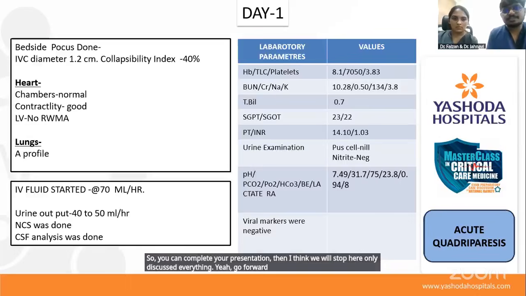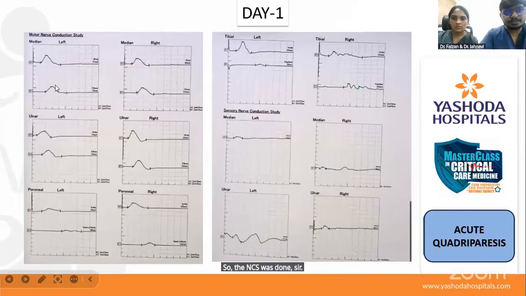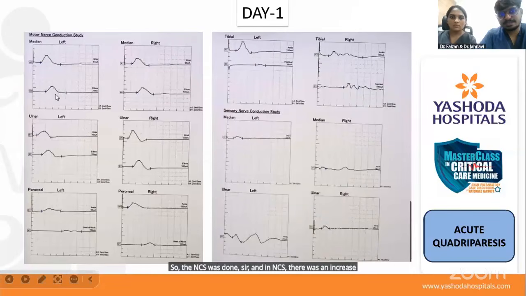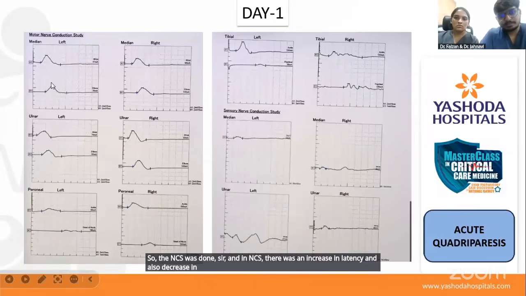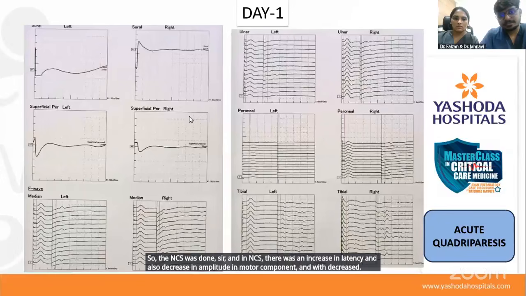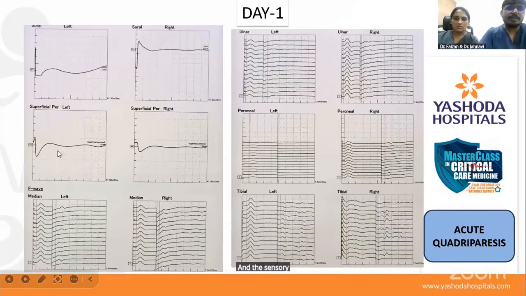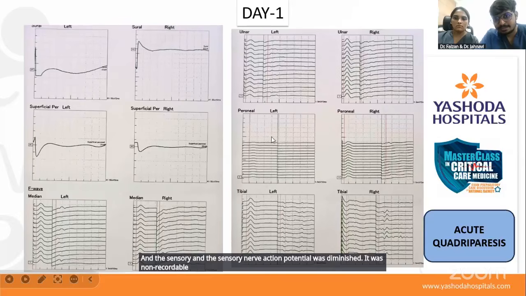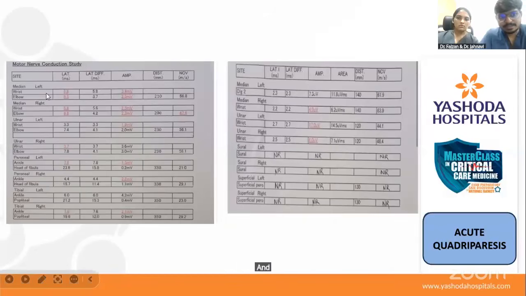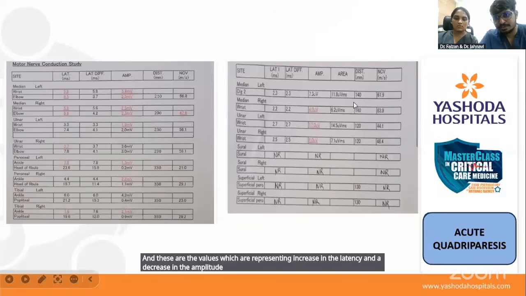Sir, the NCS was done, and in NCS there was increase in latency and also decrease in amplitude in the motor component, with decreased nerve conduction velocities, and the sensory nerve action potential was diminished. It was non-recordable, as can be seen here in the peroneal nerve. And these are the values representing increase in the latency and a decrease in the amplitude when compared with that of the control.